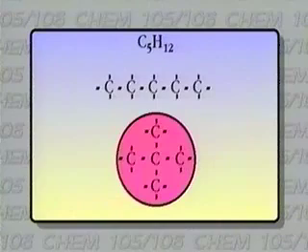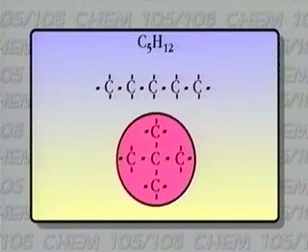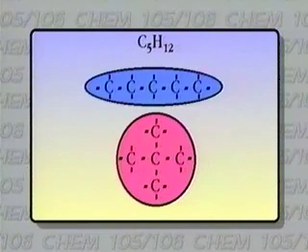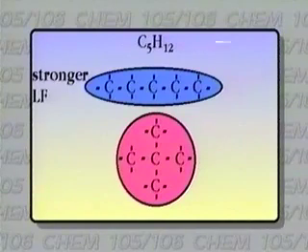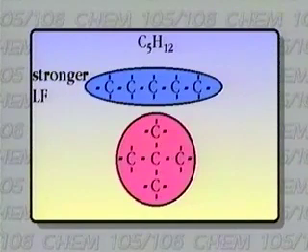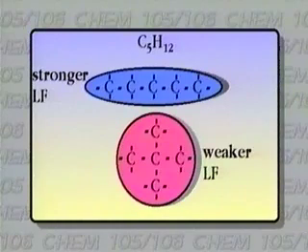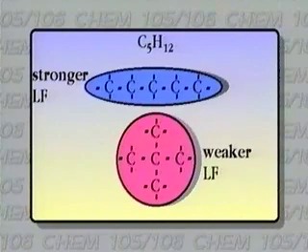This molecule, being more compact, it's kind of bunched together, its electrons cannot shift as readily as this molecule, which is more spread out, a linear molecule. And so if we were comparing these two, this one would have stronger London force. This would have weaker London force relative to those two. So the more compact the molecule, the weaker the London forces become.